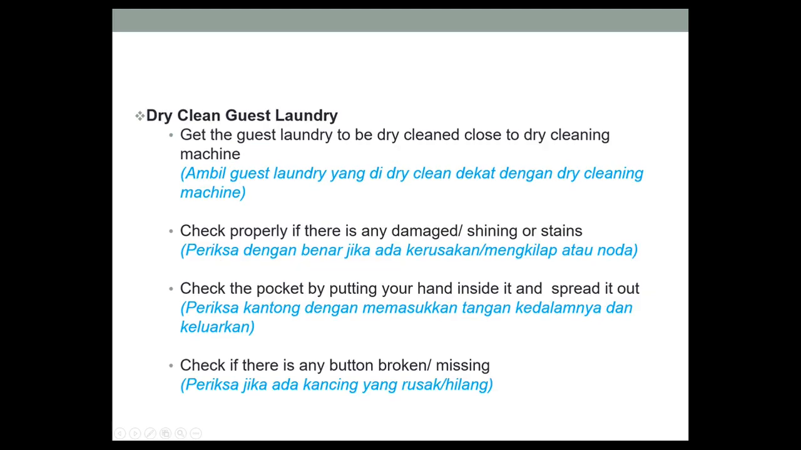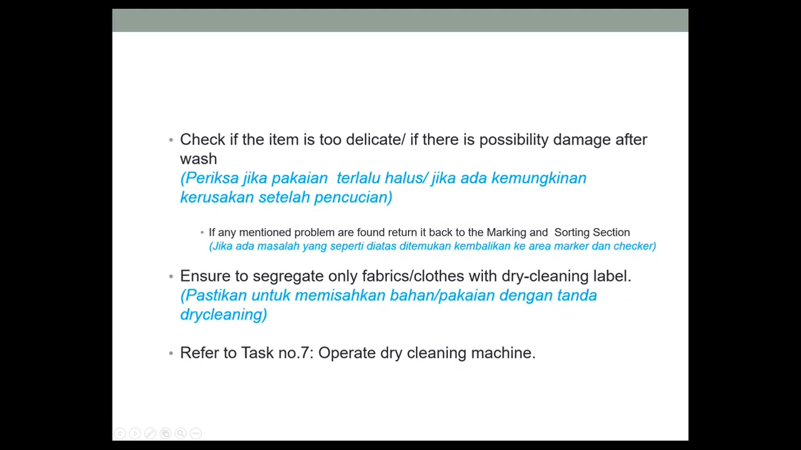Dry clean guest laundry. Get the guest laundry to be dry cleaned close to dry cleaning machine. Check properly if there are any damaged shining or stains. Check the pocket by putting your hand inside it and spread it out. Check if there is any button broken or missing. Check if the item is too delicate, if there is possibility damage after wash. If any mentioned problem is found, return it back to the marking and sorting section. Ensure to segregate only fabrics clothes with dry cleaning label. Refer to task number 7, operate dry cleaning machine.